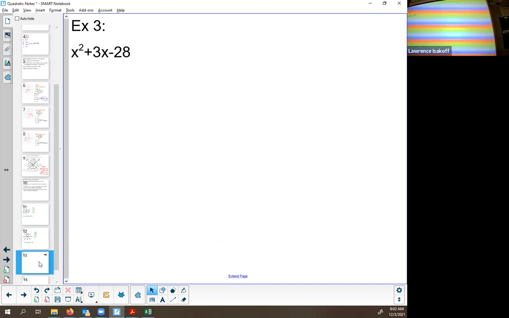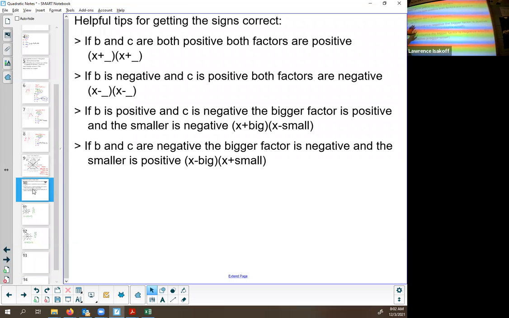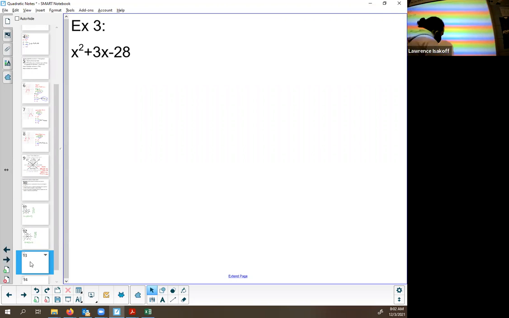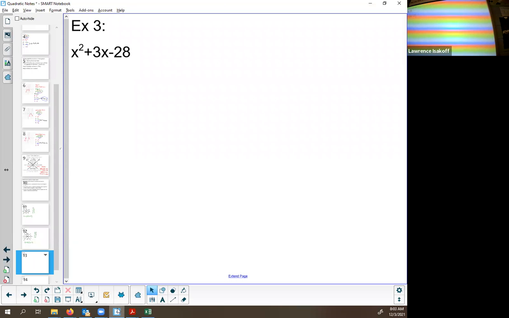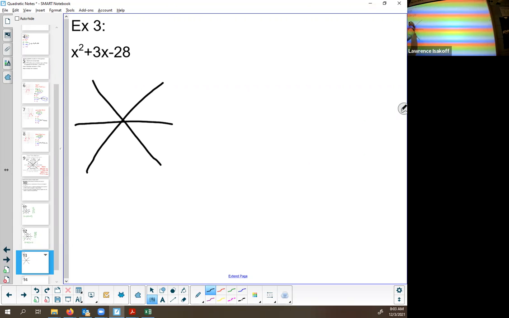Example 3. This one, my C value is negative, so I have to be a little bit cautious with it. Again, my tips can help me with that. So my bigger factors should be positive, my smaller should be negative, because B is positive and C is negative. So again, start with setting up my Snowflake. That's going to be negative 28 on top, 1 and 1 on the sides, 3 on the bottom.